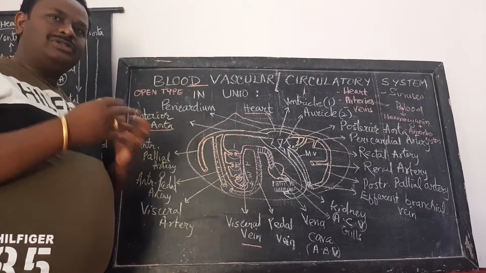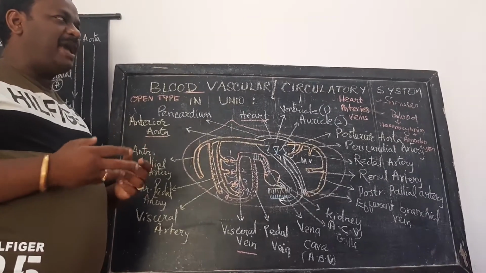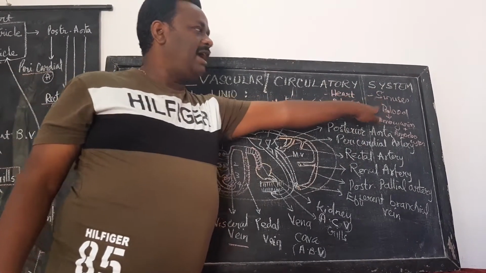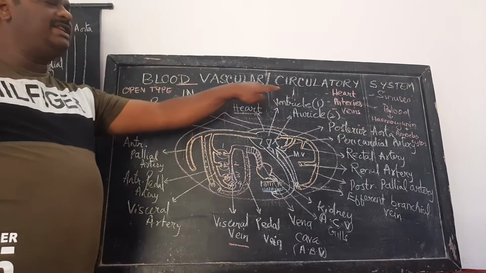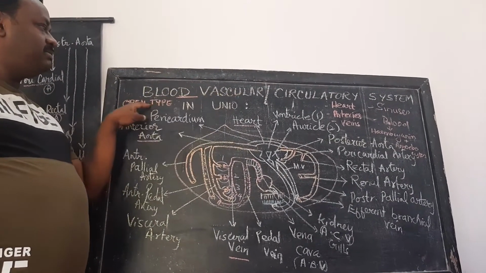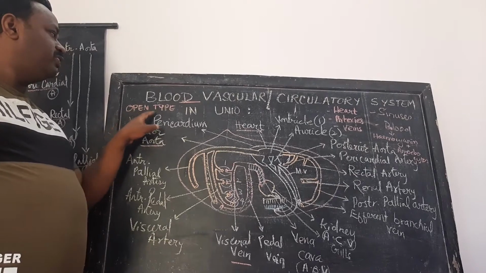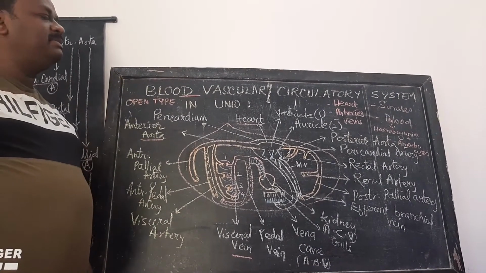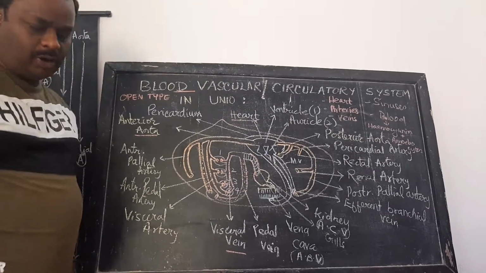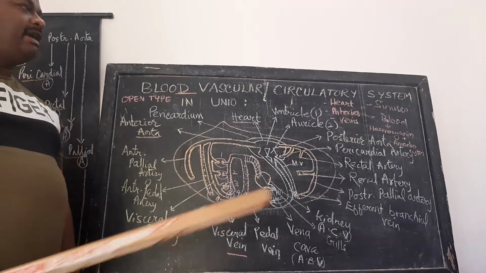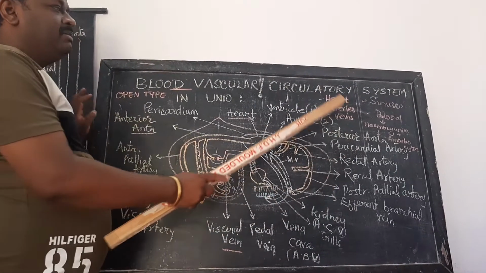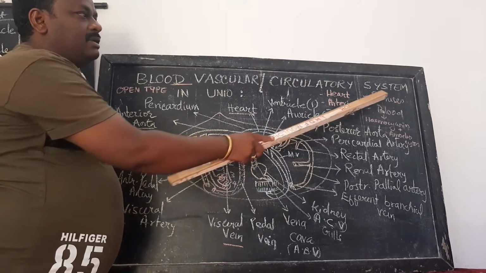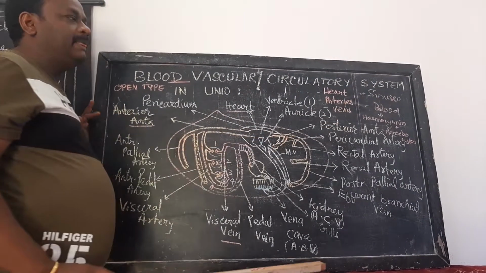Hence, blood flows into the cavities or spaces called sinuses. Because of the presence of sinuses, and the blood flowing into those cavities, the vascular system or circulatory system in Unio is called open type. The circulatory system in Unio consists of the following parts. There are 5 major parts, namely the heart, arteries, veins, sinuses and blood.